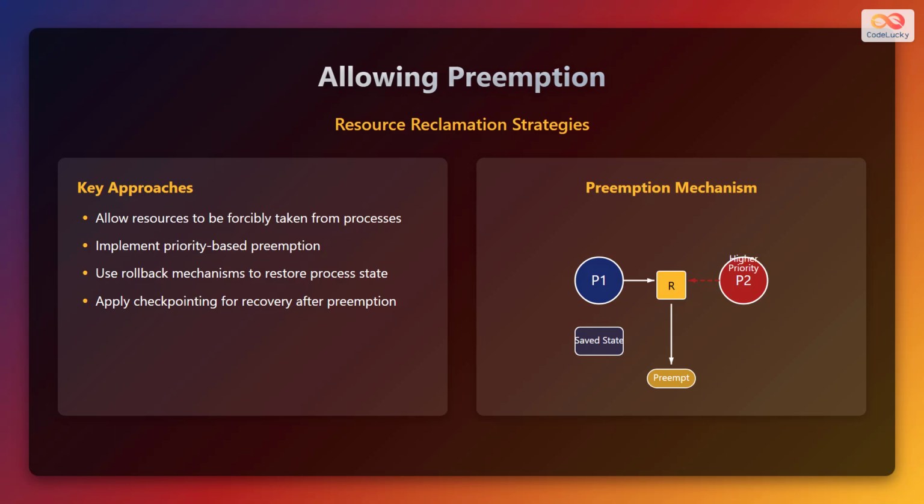Use rollback mechanisms to restore process state. If a process loses resources, it can roll back to a previous safe state. Checkpointing can be applied for recovery after preemption. Processes can periodically save their state, so they can resume from the last checkpoint if preempted.